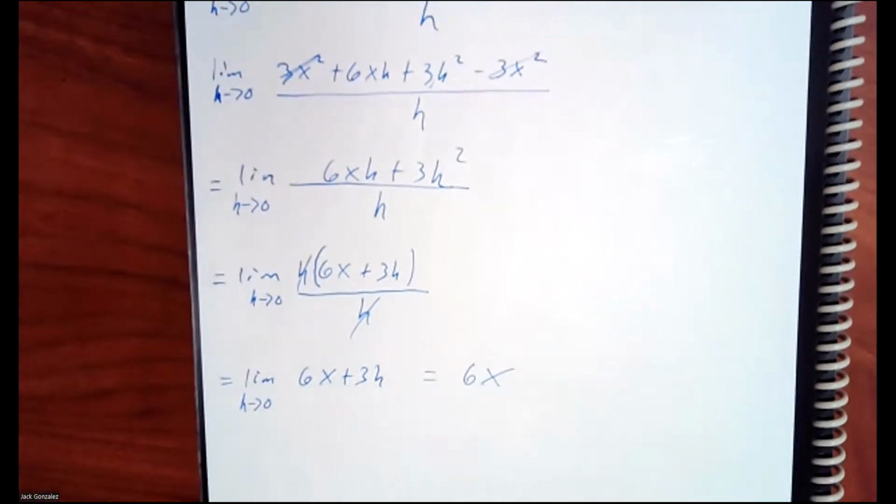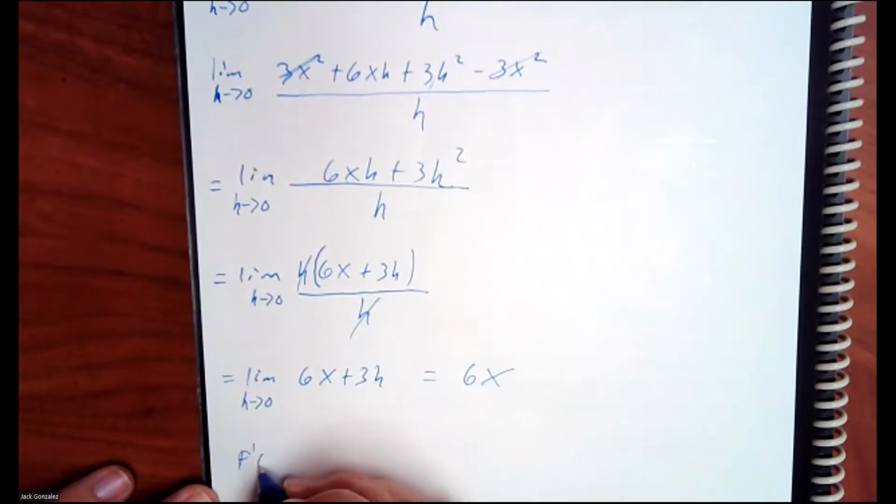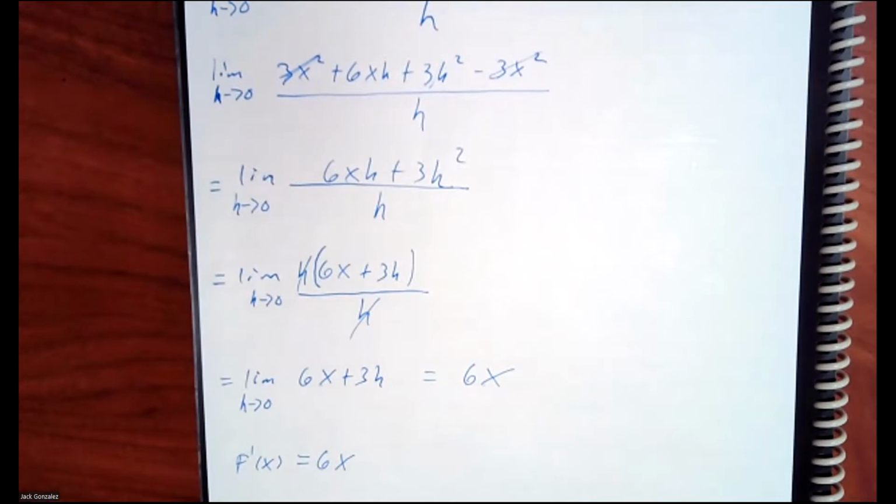H goes to 0. Answer is 6x. So this is the derivative. So f prime is equal to 6x. So this function is going to tell us the slopes at any given point that will be tangent to the original function f. It's pretty cool.